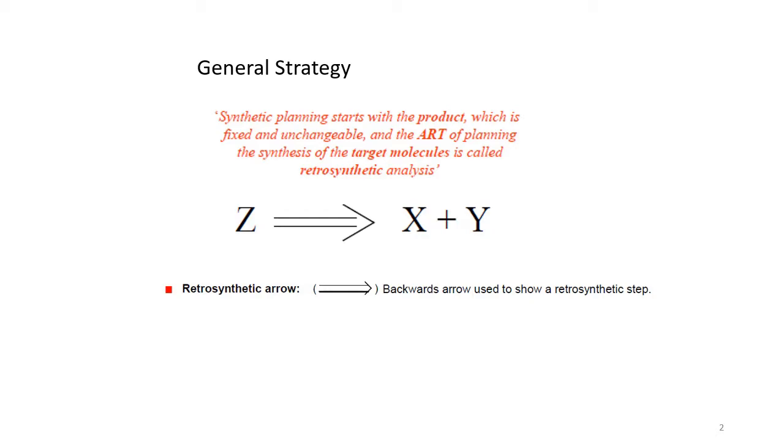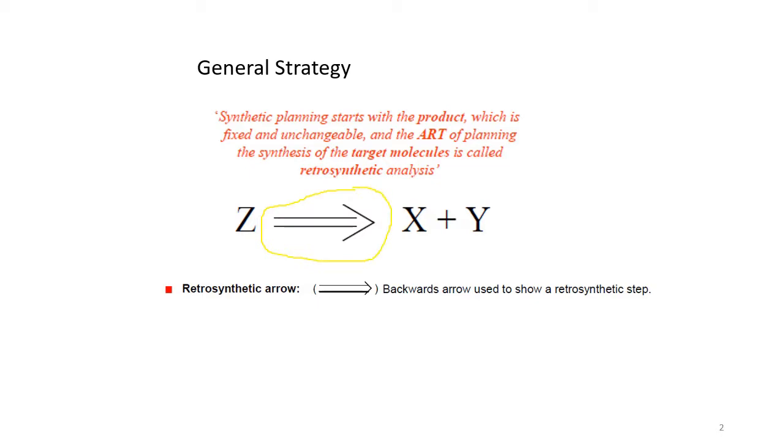Okay, for general strategy, normally synthetic planning starts with the product, which is fixed and unchangeable, and the art of planning the synthesis of the target molecule is what we call retrosynthetic analysis. If you look at the equation here, Z represents the product, while X and Y represent the starting materials. In this case, this retrosynthetic analysis is represented by this arrow.